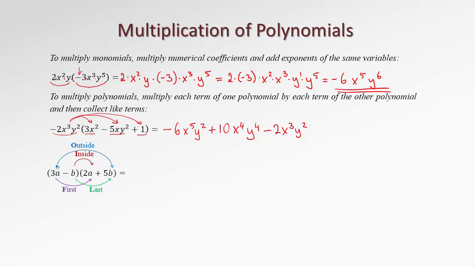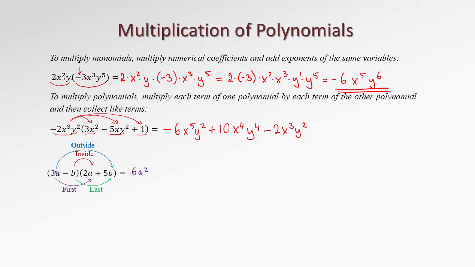If someone is really visual, you may think about multiplying according to this pattern, like two interweaving circles. Okay, so let's multiply first terms. 3a times 2a is 6a squared.